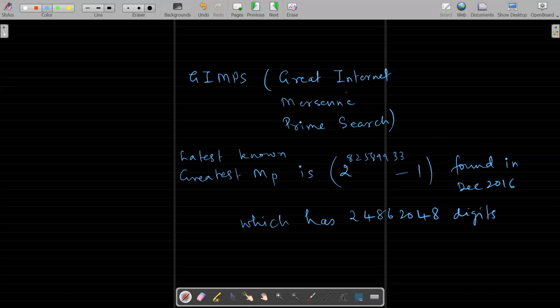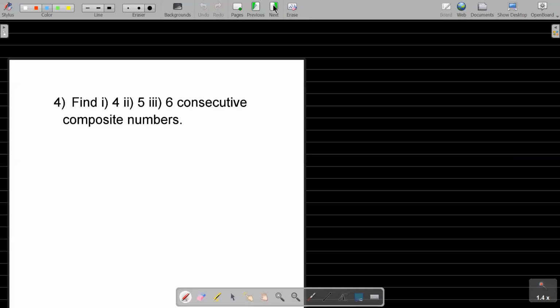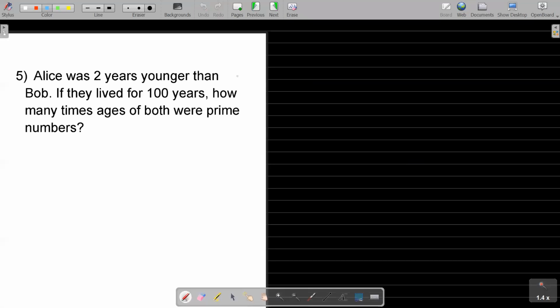We have 10 minutes more. We'll try to solve 1 or 2 simple questions. Alice was 2 years younger than Bob. If they lived for 100 years, how many times were the ages of both prime numbers? So just note, if Alice has an age which is a prime number, say P, even Bob has an age which is again a prime number. And Bob is 2 years elder to Alice. So Bob will be P plus 2, right?